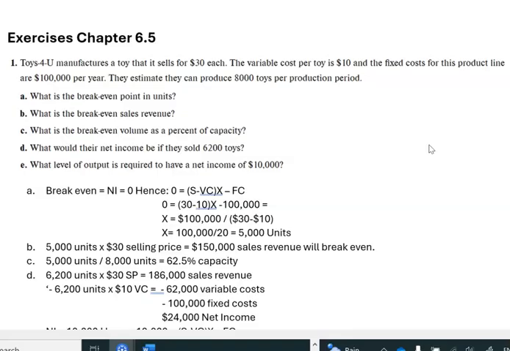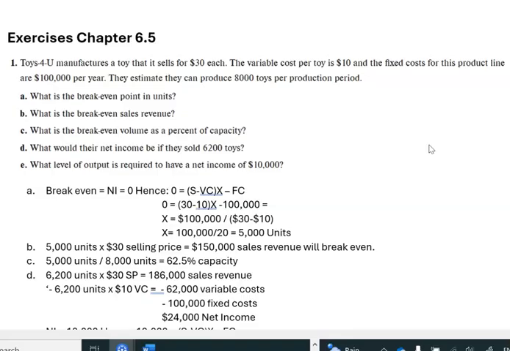Okay, so $30 would be the selling price. The variable cost per toy is $10 and the fixed cost for this line is $100,000 per year. And they estimate that they can produce 8,000 toys per production period. So that would be their full capacity. So what is the break-even point in units?